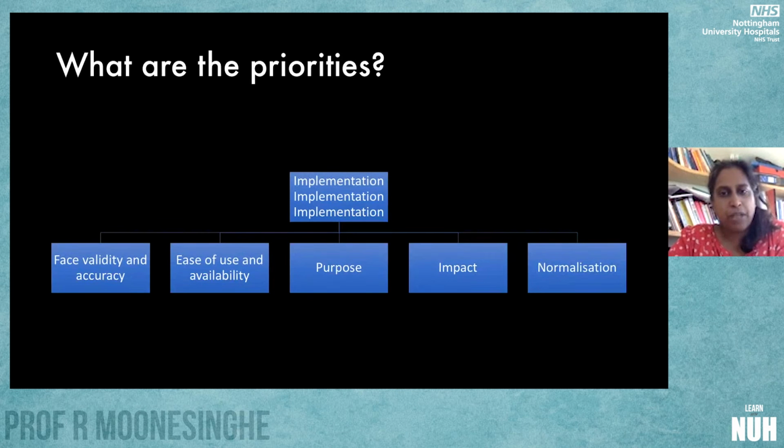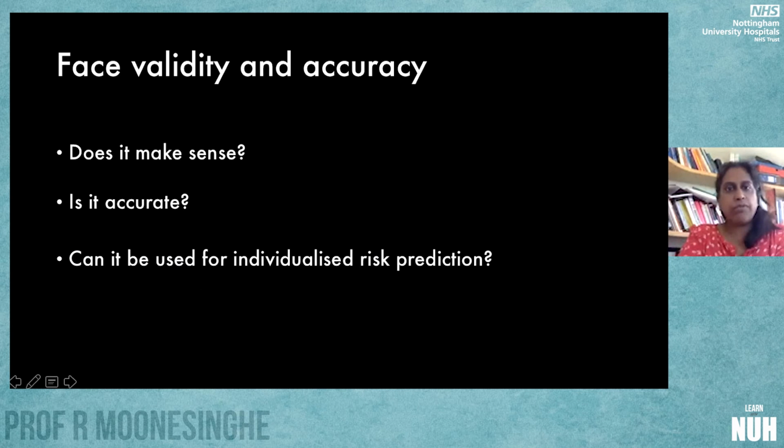And I'm going to talk about, therefore, all the other bits and pieces, so face validity and accuracy, ease of use, all these other bits and pieces, as part of making the case for easy or easier implementation. So face validity and accuracy, posh words, what does it mean? Basically, does it make sense?